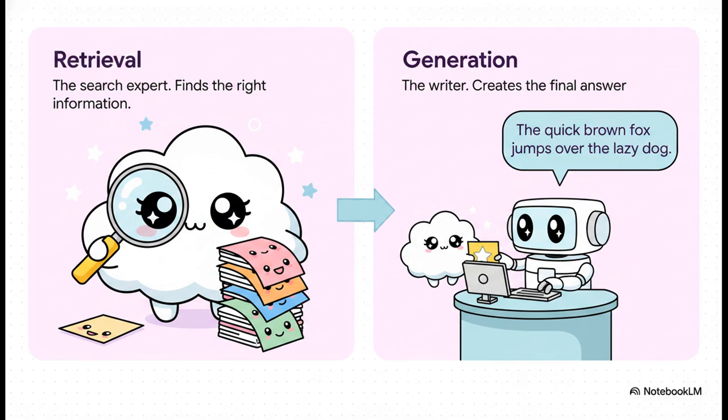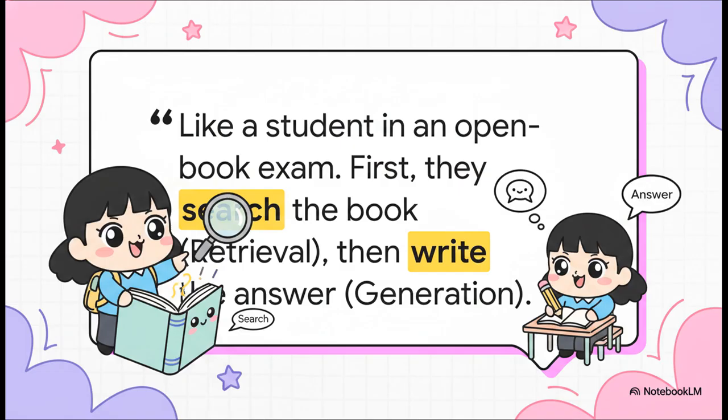Simple as that. And here's the perfect analogy that will make this concept stick in your head. Just think of a RAG system as a really smart student taking an open book exam. When they get a tough question, they don't just guess based on what they remember. No. First, they search the textbook for the exact right information. That's the retrieval part. Then, they use what they found to write out a thoughtful answer, and that's the generation part. It's really that intuitive.